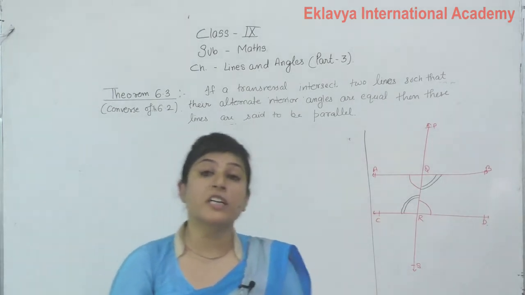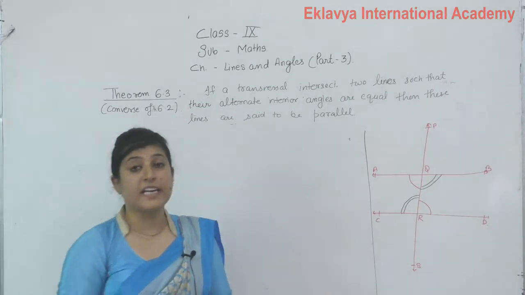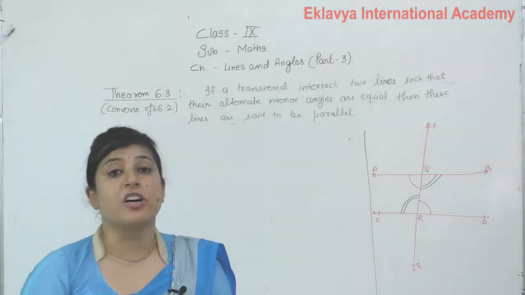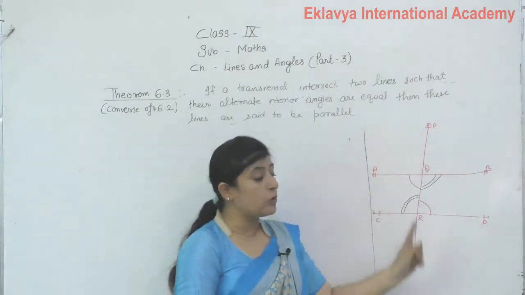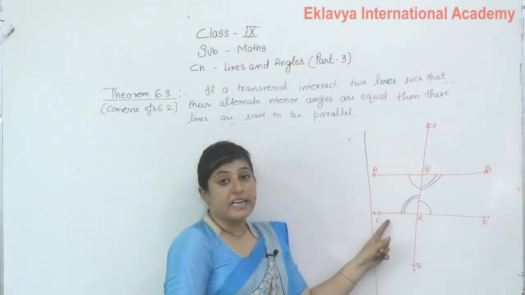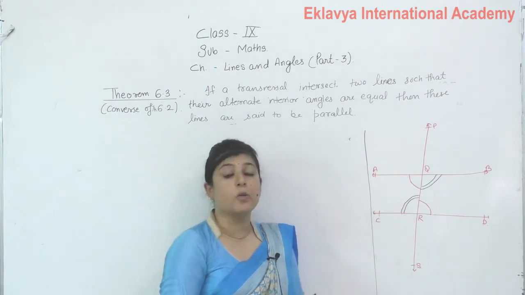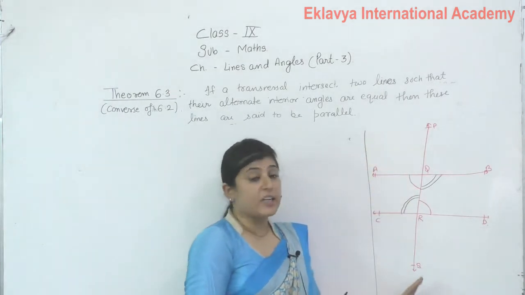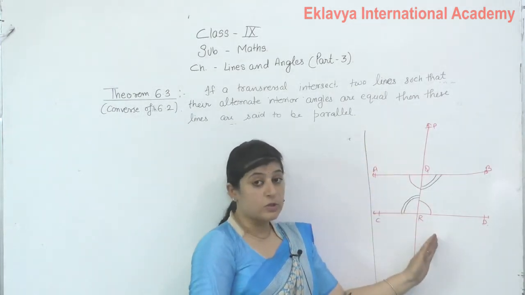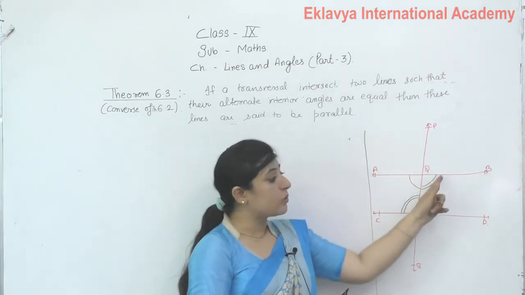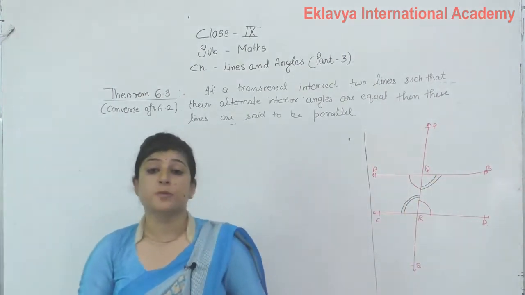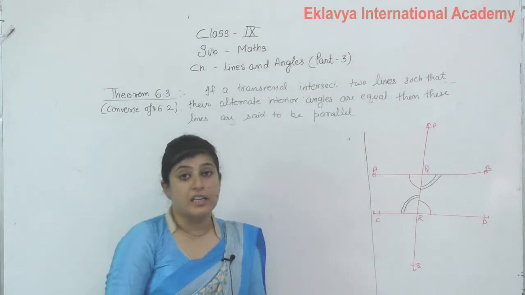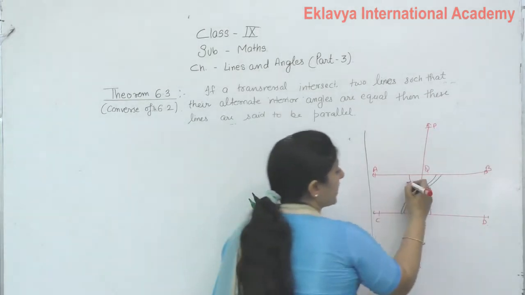We discussed the corresponding angle axiom and the converse of the corresponding angle axiom. The corresponding angle axiom is what? If a transversal intersects two parallel lines, then their corresponding angles are equal. Converse of it: if a transversal intersects two lines such that their corresponding angles are equal, then these lines are said to be parallel. It means we have to do just the reverse of it.